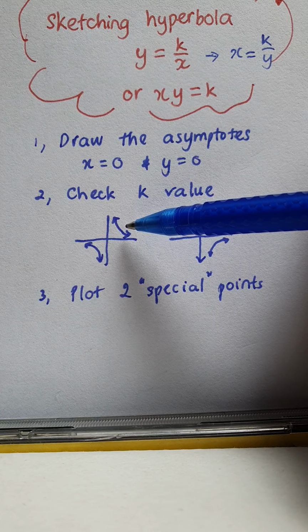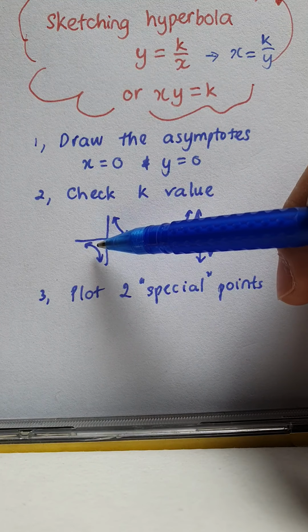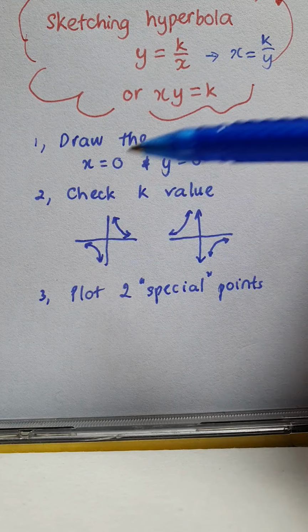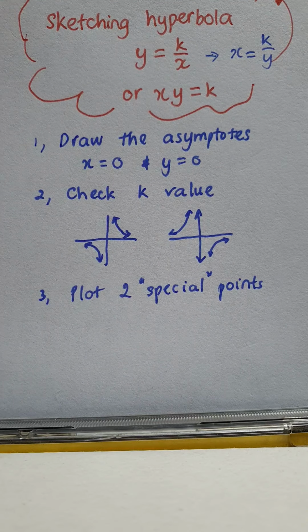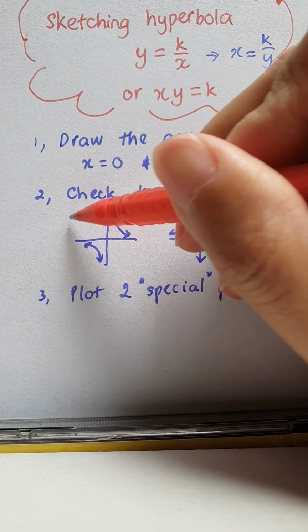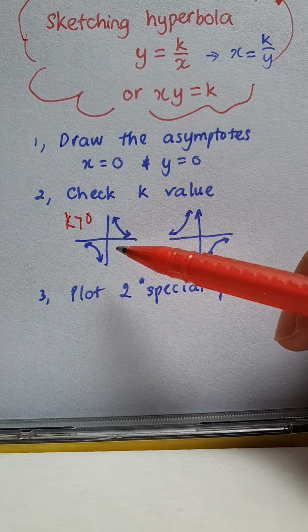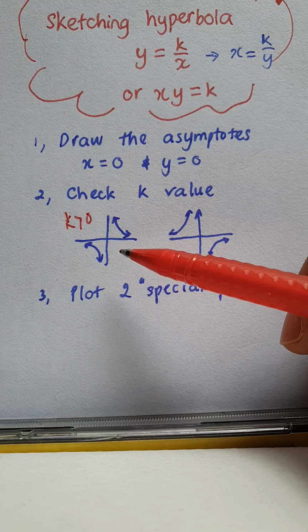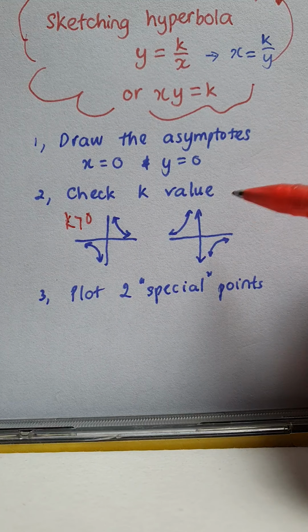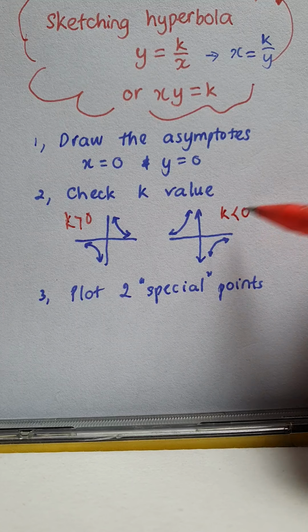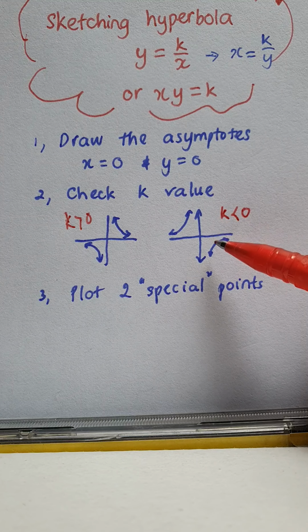And when x is negative, then y should be negative as well. In that sense, it means the graph should end up in the 3rd quadrant. So if k is positive, then you will have the hyperbola in this form. The other way around, if k is negative, then you know that your graph should look like this.